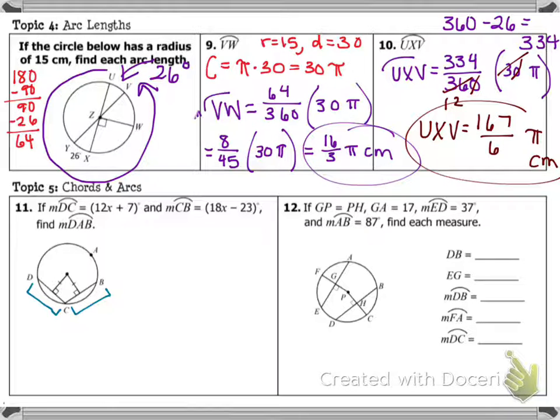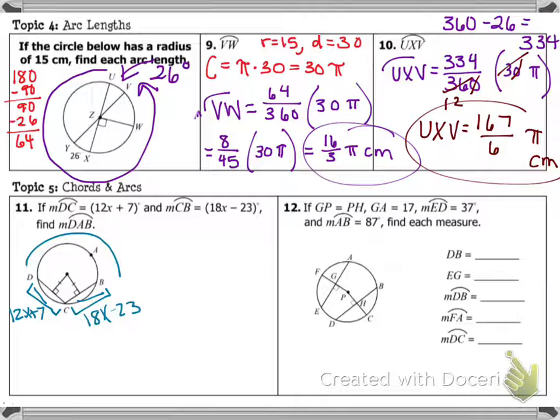It says that my arc for DC is 12x plus 7, and my arc from C to B is 18x minus 23. We're told that we're supposed to find the arc DAB. I can't do that until I know how many degrees these two arcs take up down at the bottom. So let's figure out their size.